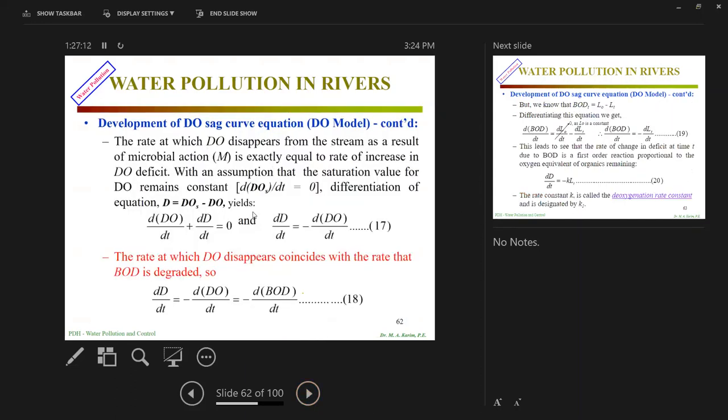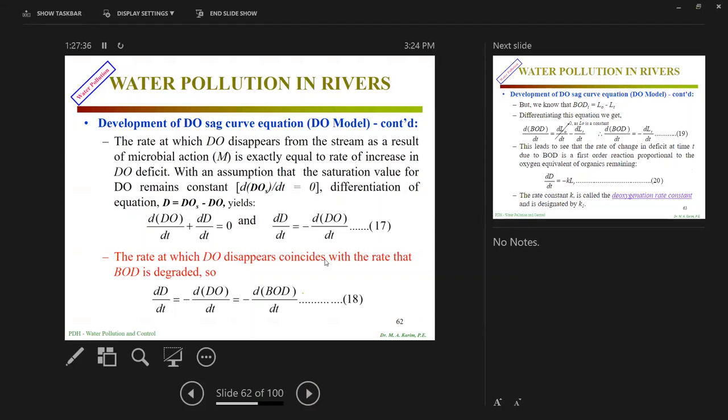So in these cases, this is my equation. I told you that, right? D equal to DOS minus DO, whatever it is. Now, if I do the first derivative of that, this would be zero. Why would this be zero? dDOS over dt, because this is a constant. So dD/dt, that is, minus dDO/dt, would be equal to zero. So from this one, this equal to this. So this is my equation number 17.